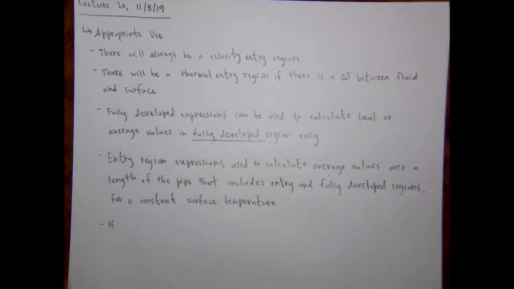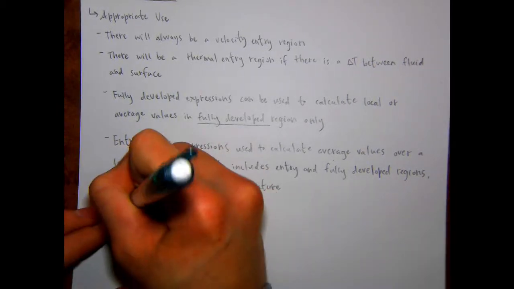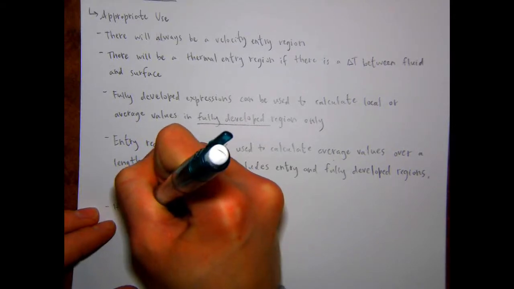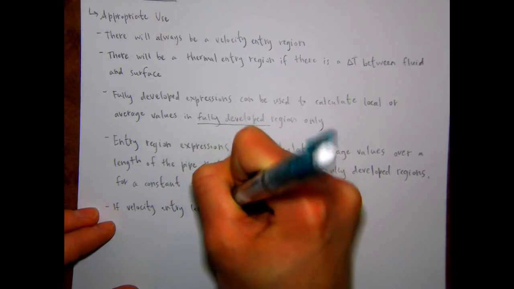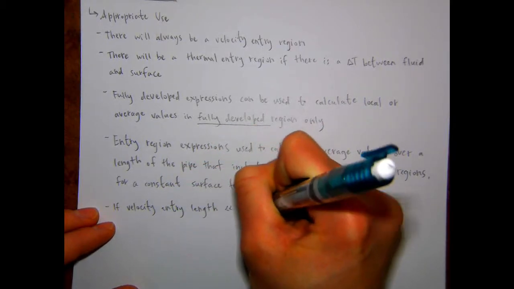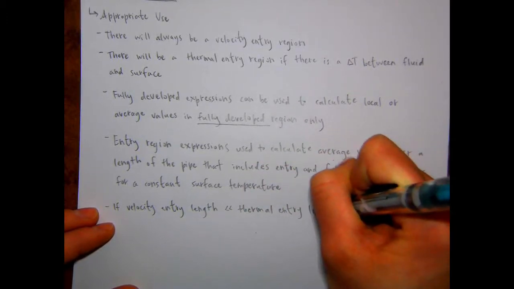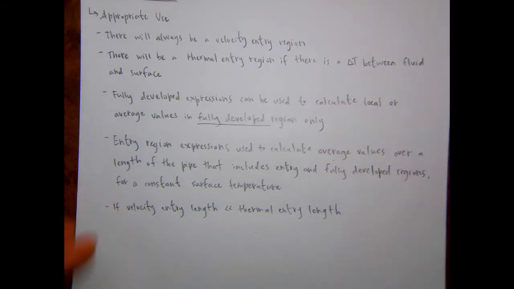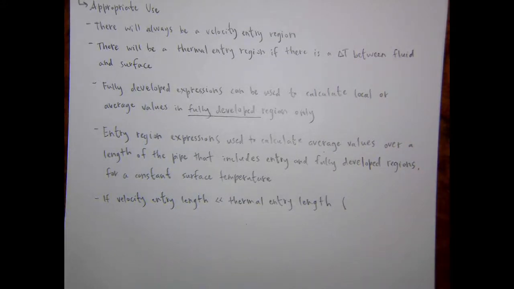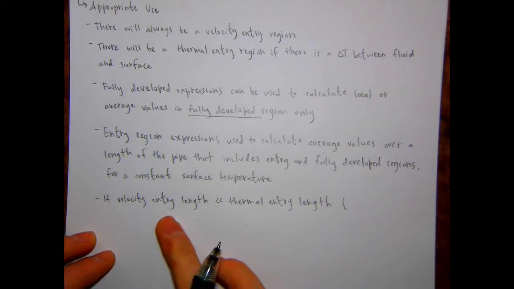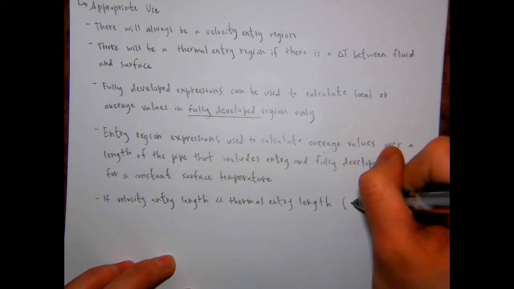So when should you use the thermal entry length versus the combined entry length expressions? If the velocity entry length is much smaller than the thermal entry length, and this will only be true, so we'll only use this thermal entry length expression for unheated starting lengths or for oils.